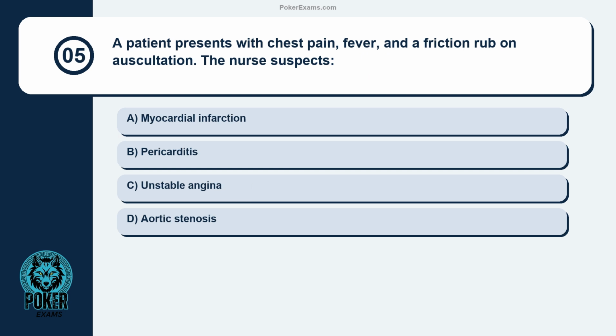Question 5. A patient presents with chest pain, fever, and a friction rub on auscultation. The nurse suspects: myocardial infarction, pericarditis, unstable angina, aortic stenosis.